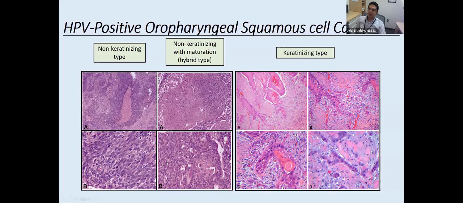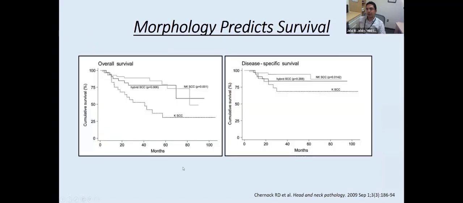Now, sometimes these tumors that are HPV-related can show areas of maturation or keratinization, as you can see here. But frequently, even though they show that, usually you will find the non-keratinizing areas in the background. And these are sometimes referred to as the hybrid type squamous cell carcinomas. The morphology is important, and the reason for that is by itself, it does predict survival.